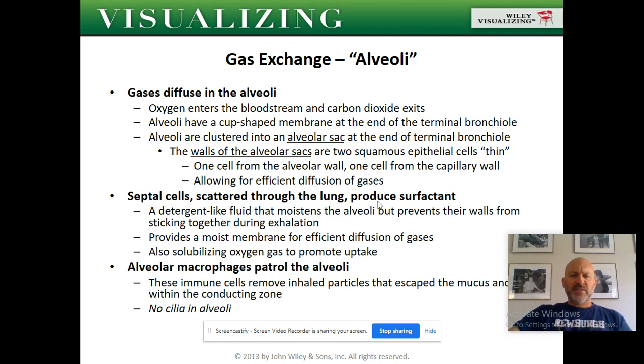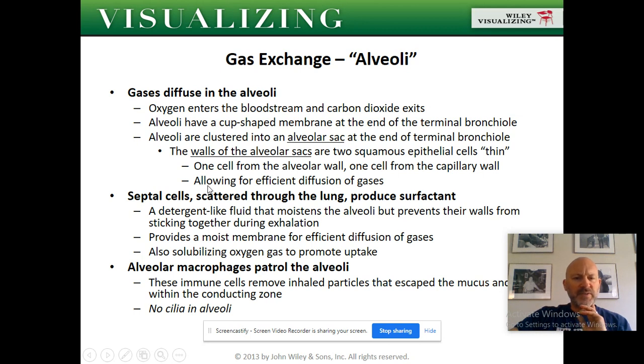All right, so again, gases are diffusing in the alveoli. This is the site of gas exchange. The walls of the alveolar sacs are very thin. The walls consist of one layer of cells. One cell makes up that alveolar wall, but then we have one more cell making up the capillary wall. So together, the gases have to cross two cells, the walls of the capillaries and the walls of the alveolar wall. So if you're breathing in oxygen, once it fills that alveolar sac, it goes through the first cell of the alveolar wall and then through the second cell of the capillaries to get into the blood.